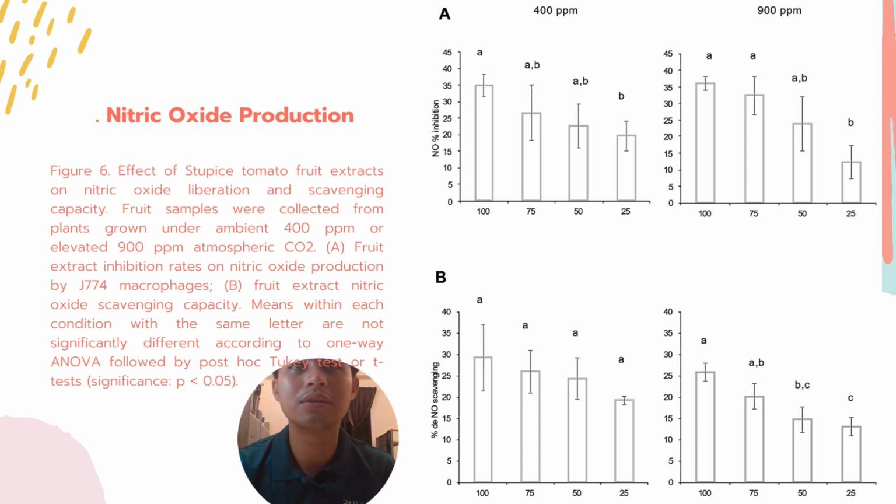There is no difference between 400 ppm and 900 ppm because the two graphs are decreased.